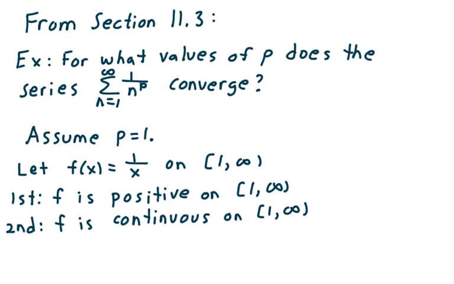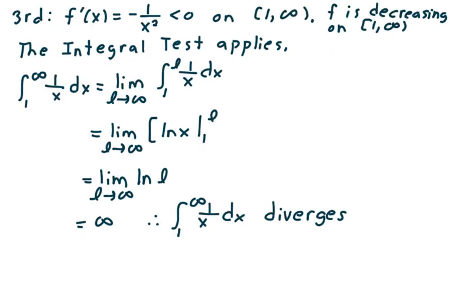Let's assume p equals 1. And so we're going to let f of x equal 1 over x on 1 to infinity. First, f is positive on 1 to infinity. So we're going to apply the integral test here. f is continuous on 1 to infinity. And third, we want to verify that f is decreasing.